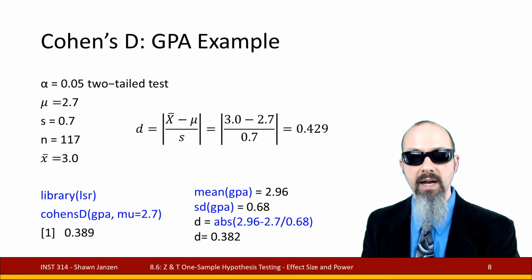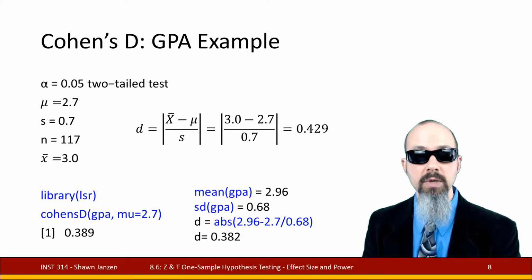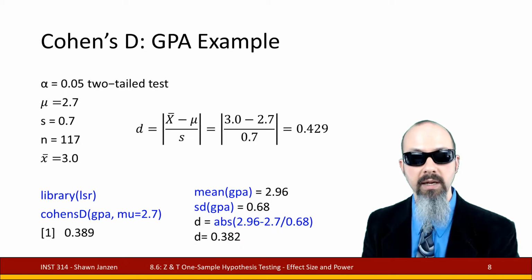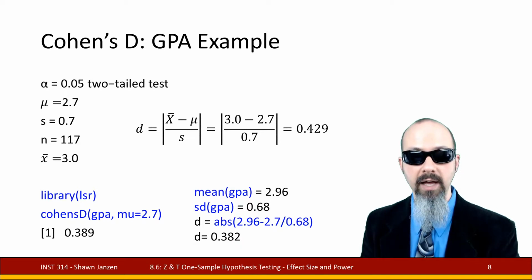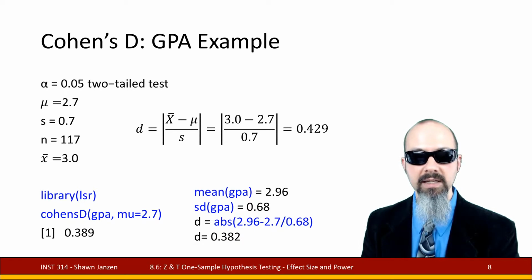And so in this case, I specify cohensD. I put in GPA as the vector of data, comma, mu equals 2.7, and that tells me I get a Cohen's d of 0.389. Now, if I was to go out and try and do this by hand, I would use a mean of GPA, which gives me a 2.96, a standard deviation of 0.68, and if I put this into a by hand sort of approach, doing an absolute value of 2.96 minus 2.7 divided by 0.68, it's going to give me a d score of 0.382, which is very close to what we would be getting by using the function there.